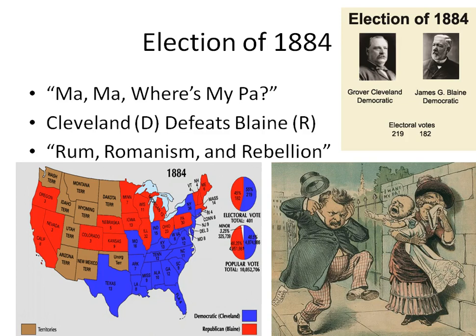So the Republicans took advantage of this situation and actually put out the cartoon campaign that you see on the bottom right. The famous phrase that goes along with this cartoon is, the baby is supposedly saying, "Ma, ma, where's my pa? Off to the White House, ha, ha, ha." And so this was something that just before the election looked like it would actually knock Cleveland out, as it became public knowledge at that point.